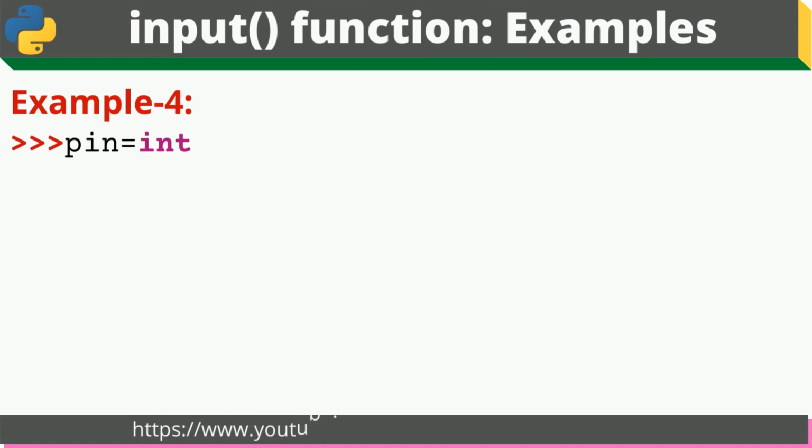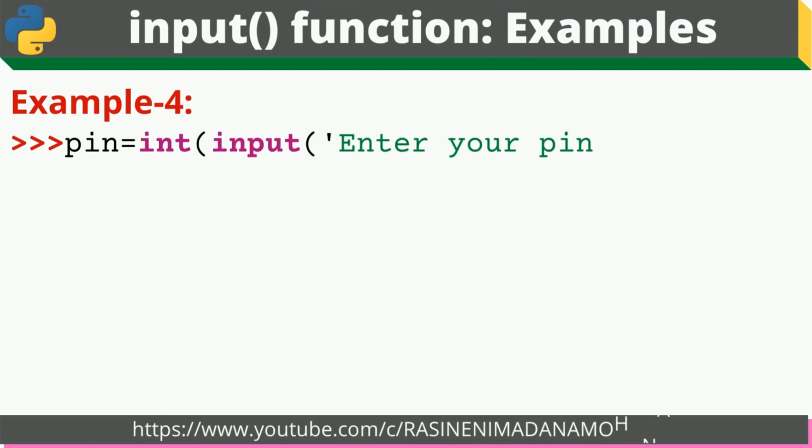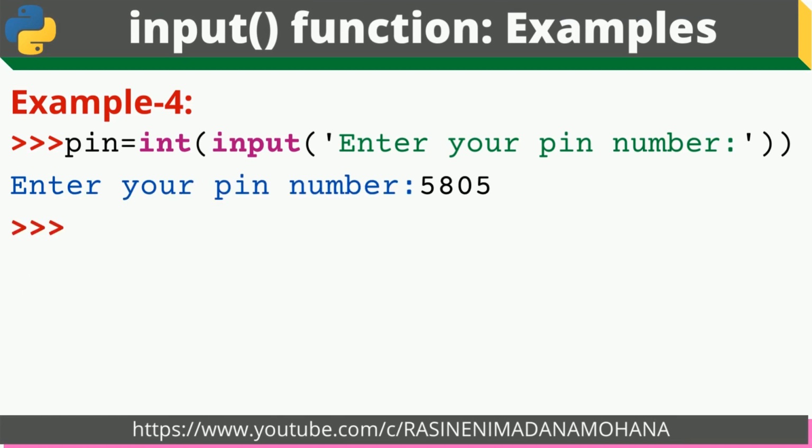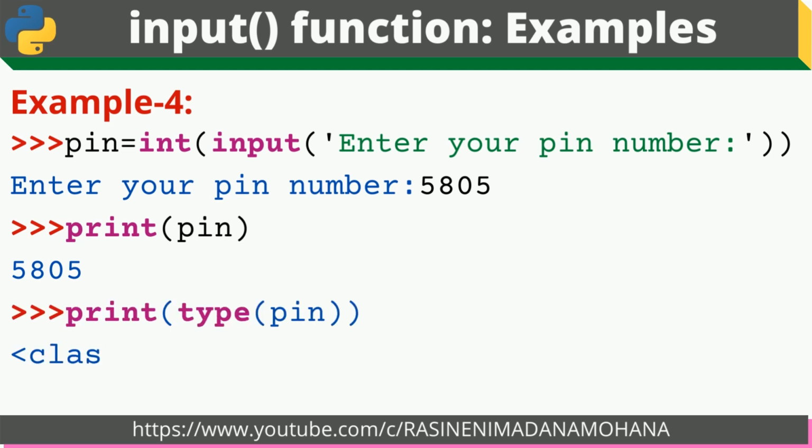The same example 3 can now be rewritten. Pin equal to int of input of enter pin number. Now enter the pin number, the same number 5805. If you want to print the pin number, print of pin, now 5805. Now if you want to see the type of the pin number entered, you can use print of type of pin. Now you can see its type is displayed as integer. Earlier, without int, its type was string. Now, when you use int, the type is converted from string to integer. So this is called a typecasting function. This is about the input function in Python.